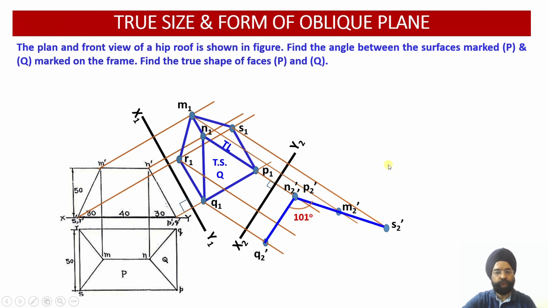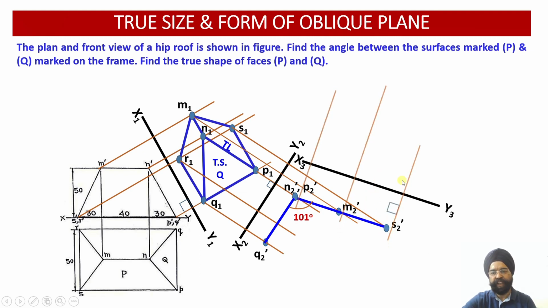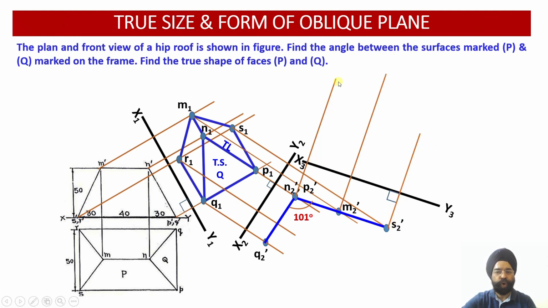And let us work out the true shape of the surface P, because for the surface P 4 points are involved: M, N, P, S. These are the 4 points involved in surface P, which has been obtained in the form of an edge view over here. Now I will draw another auxiliary plane parallel to this edge view, and I will draw perpendiculars from the 4 points. So this was plan, this is elevation, this is plan, this is elevation, next view will be plan.